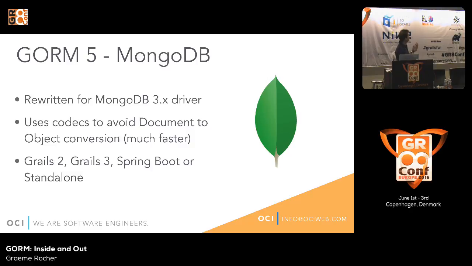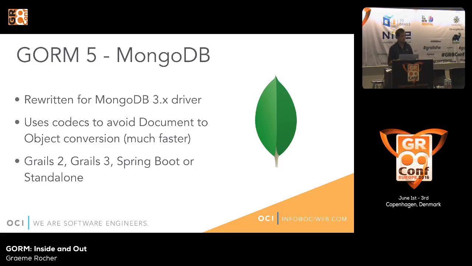Also, as part of Gorm 5, we rewrote the MongoDB implementation to use codecs as part of the driver. So in previous versions of Gorm for MongoDB, when Gorm retrieved a document from the MongoDB database, it would convert that document into an object. And vice versa, before saving it to the database, it would convert the object to a document, and the document would get saved to the database.